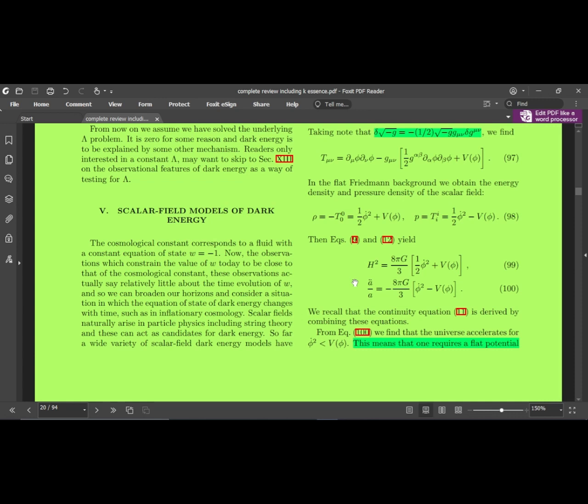So in the Lambda CDM model, we saw that there exists some cosmological constant which is responsible for this kind of acceleration, and from the observation we have found that this acceleration has an equation of state which gives omega equal to -1. But in the history of the universe we have shown that the universe has gone through different epochs.